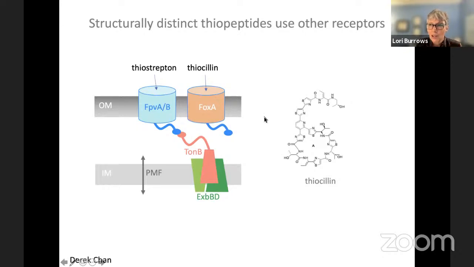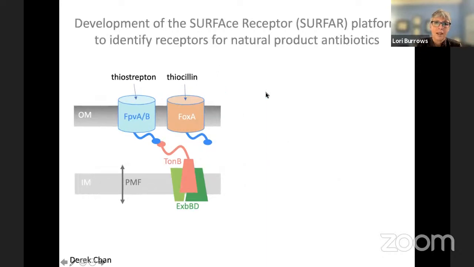Remember I mentioned at the beginning microbial cheaters, and how you could have organisms that steal other bacteria's goods and don't actually make them themselves. Well, Pseudomonas is really good at that. It makes a lot of these receptors to steal things from other bacteria. One of those receptors is FoxA. It's meant to steal ferrioxamine, but it also allows thiocillin in.